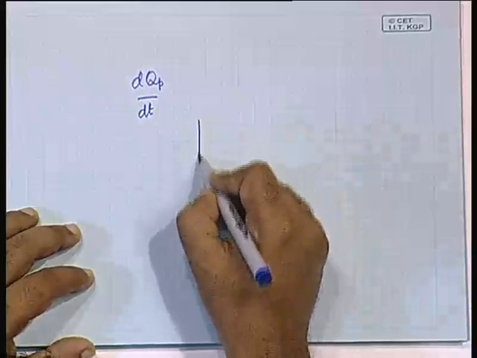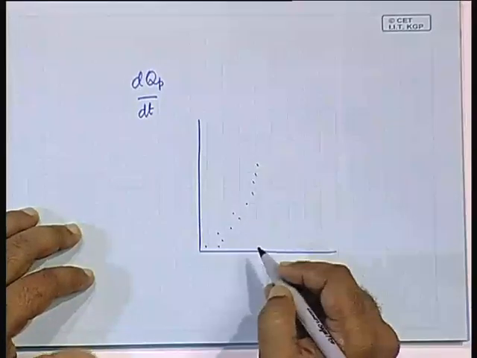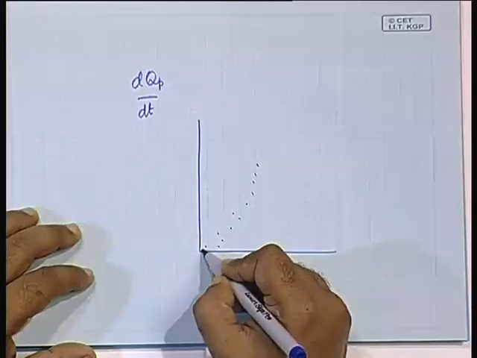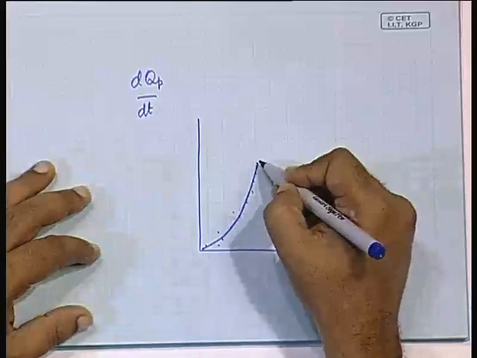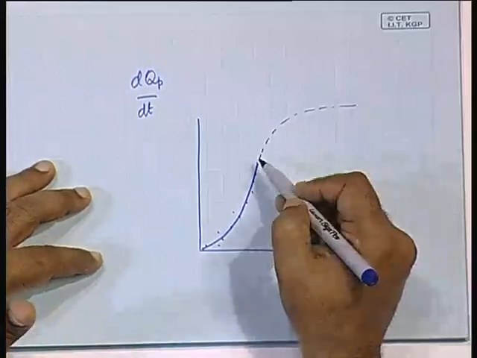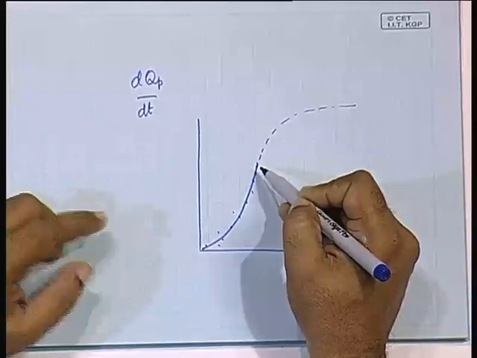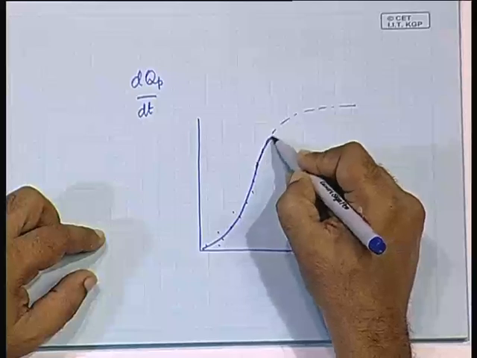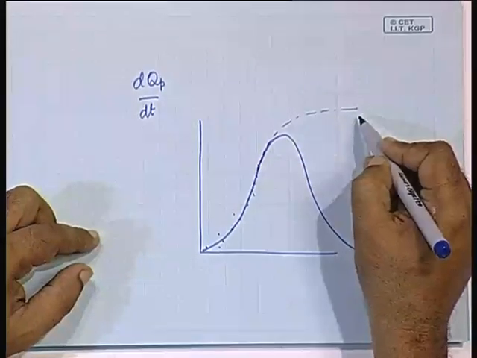So, the data are something like this. If you draw, it goes like this, and then some of you have approximated it with some kind of graph like this. Remember, the dQp/dt graph is not like that. Yes, the dQp/dt graph is like so, and this graph is for Q.